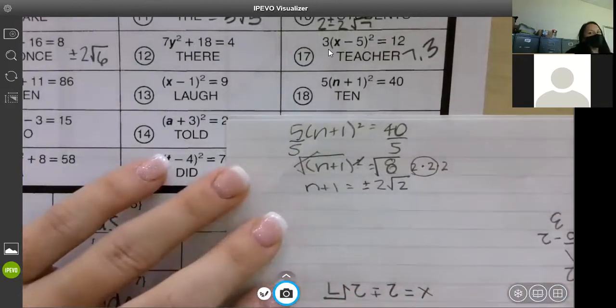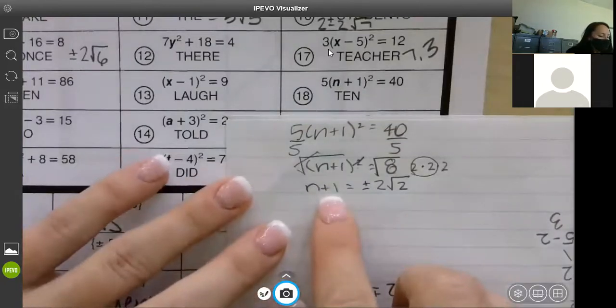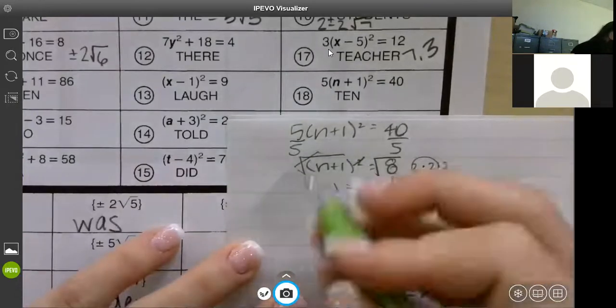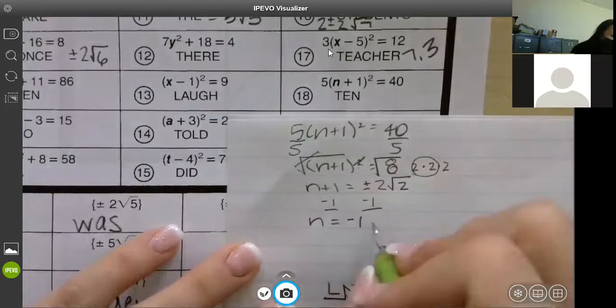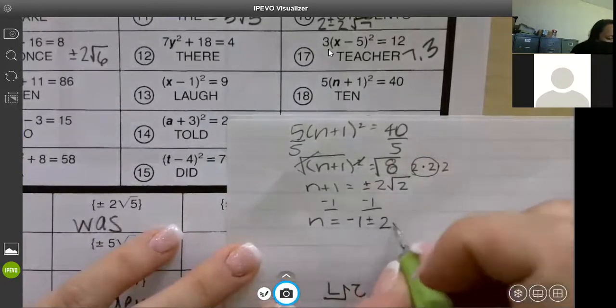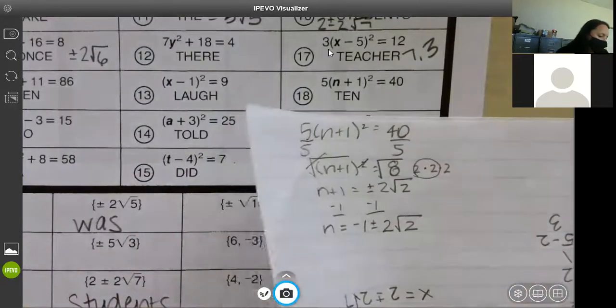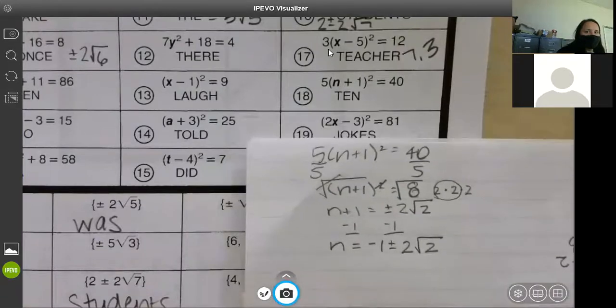Don't forget to make it positive negative. Forget about that backside for a minute. How do we get rid of a plus 1? Subtract 1. And that subtract 1 just goes in front. So your answer is n equals, that subtract 1 goes in front of the plus or minus 2 square root of 2. And that's on the very bottom down here.